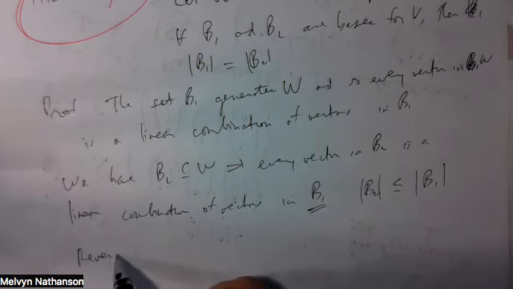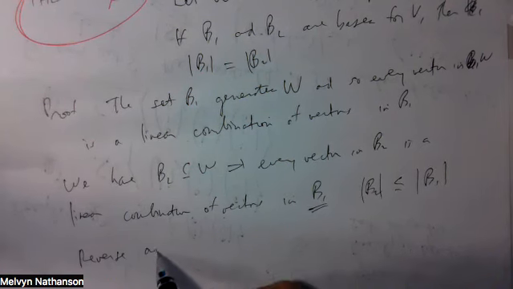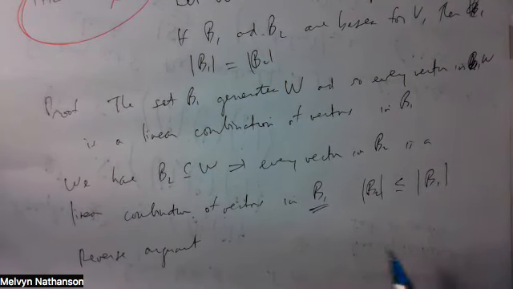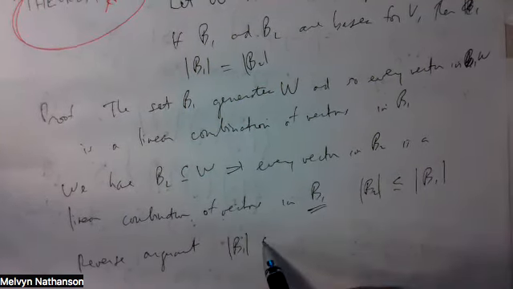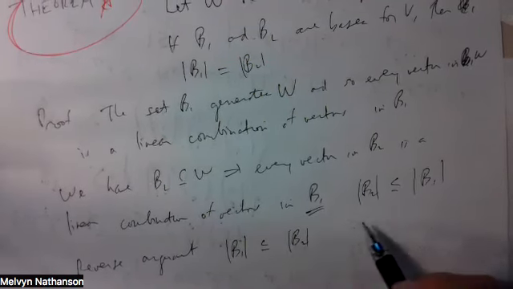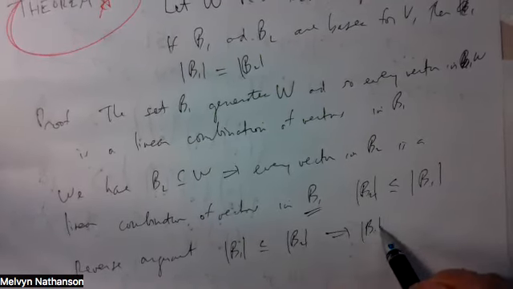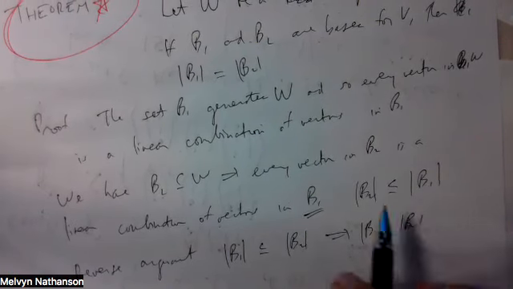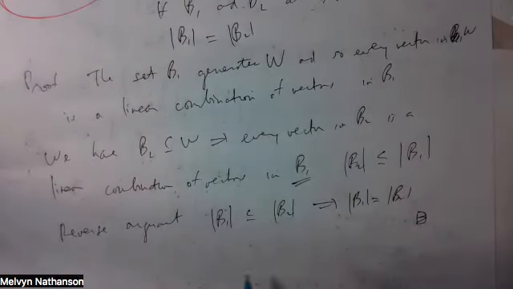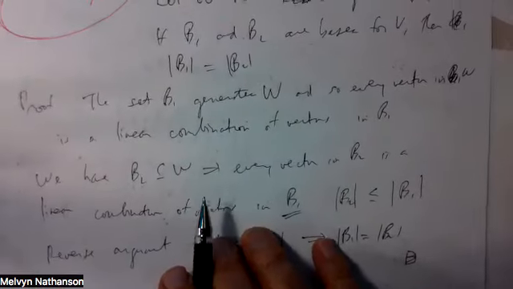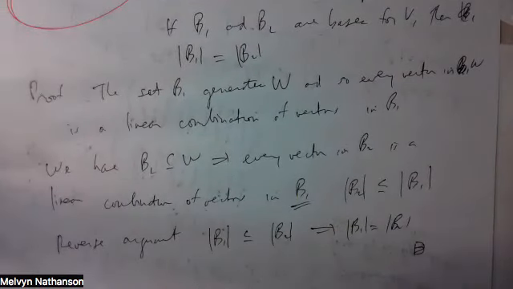And then you can reverse the argument, interchanging B1 and B2. You get the number of elements in B1 is at most the number of elements in B2, which means the number of elements in B1 equals the number of elements in B2. And that's all there is to the proof. So given a non-zero subspace, you have a unique positive integer, which is the size of a basis, and it doesn't depend on what basis you choose.